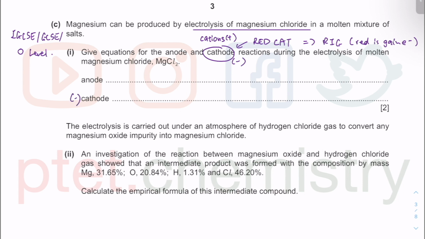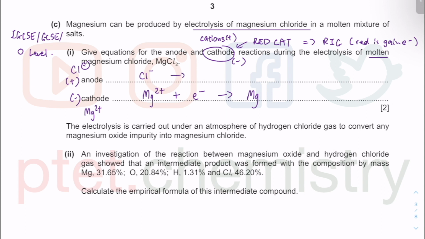So my cations, this is a molten compound. So I just have Mg2+ and Cl-. Cl- is my anion. It goes to the anode because the anode is going to be positively charged. And that is why the anion, which is negatively charged, goes to the anode. So Cl- goes to the anode, Mg2+ goes to the cathode. Reduction happens at the cathode. I gain electrons and I get my magnesium.